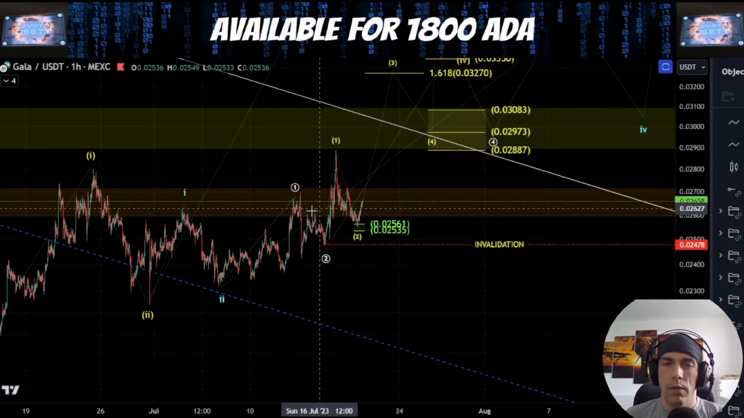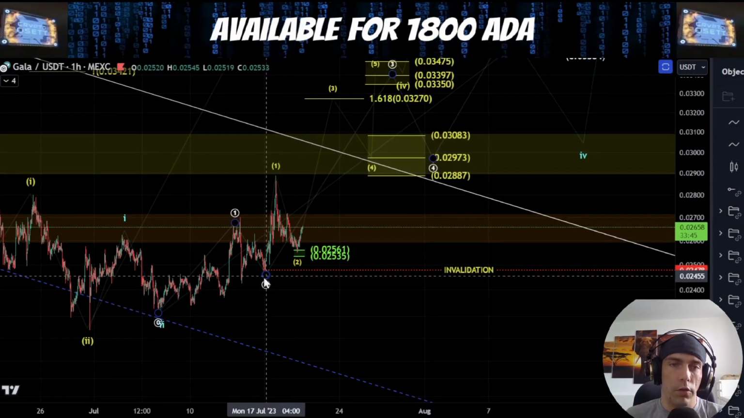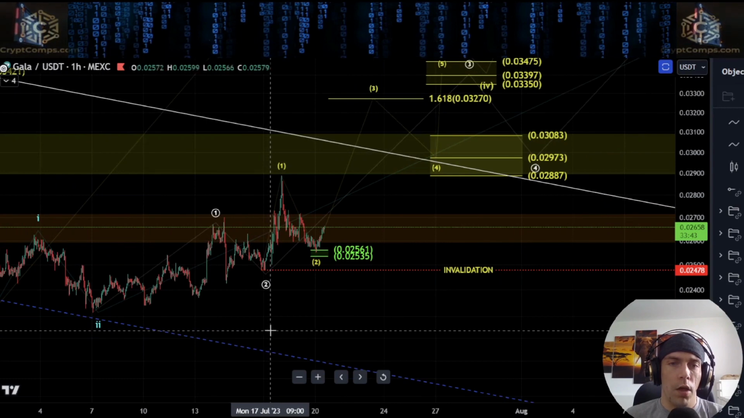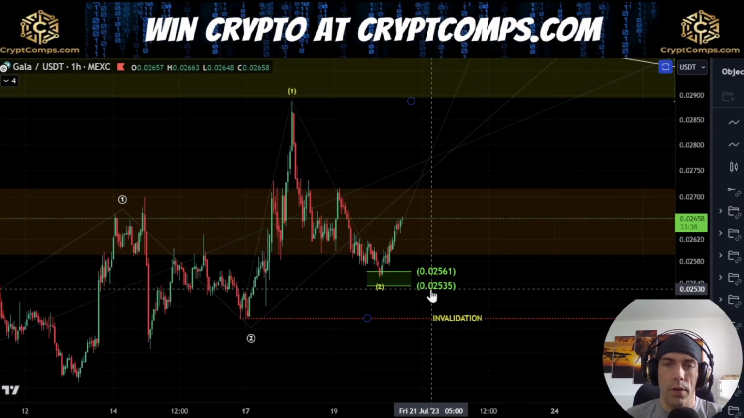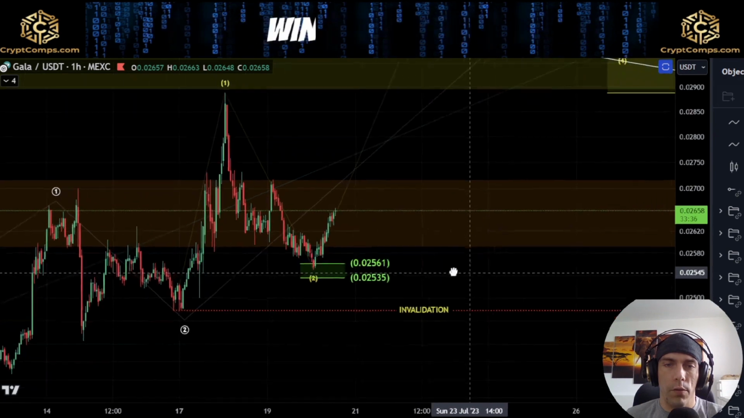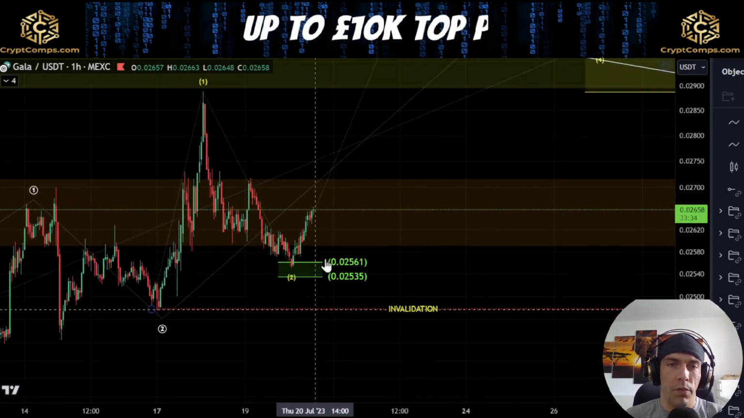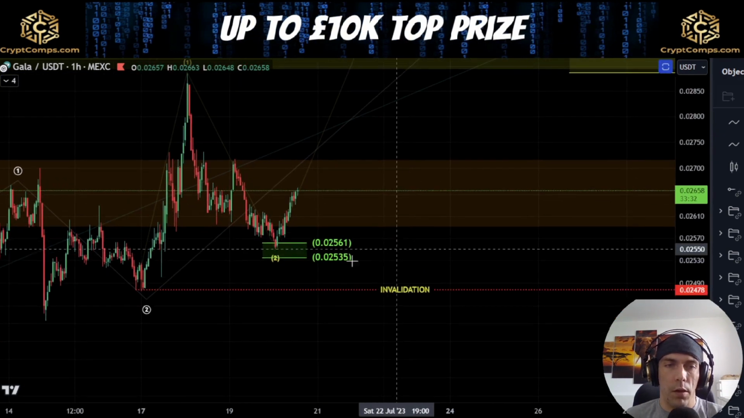So in this case, what we are looking for effectively is to treat this as another 1 and 2. Now the key thing here in the short term would be to continue to hold this 2561 to this 2535, and what I would want to see is 5-wave structure starting to develop to the upside.